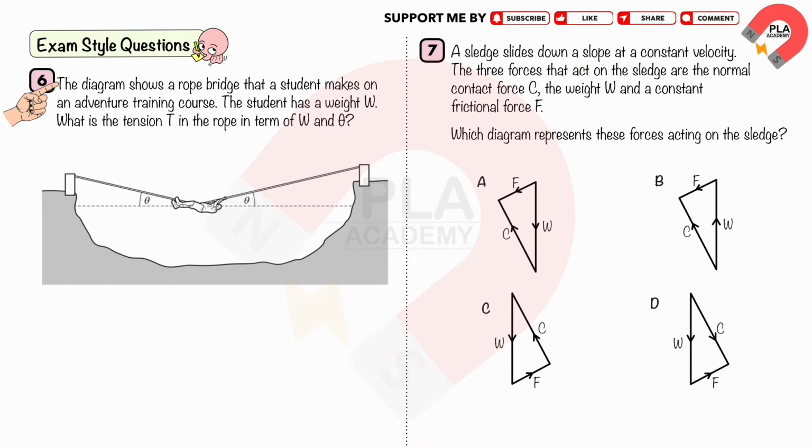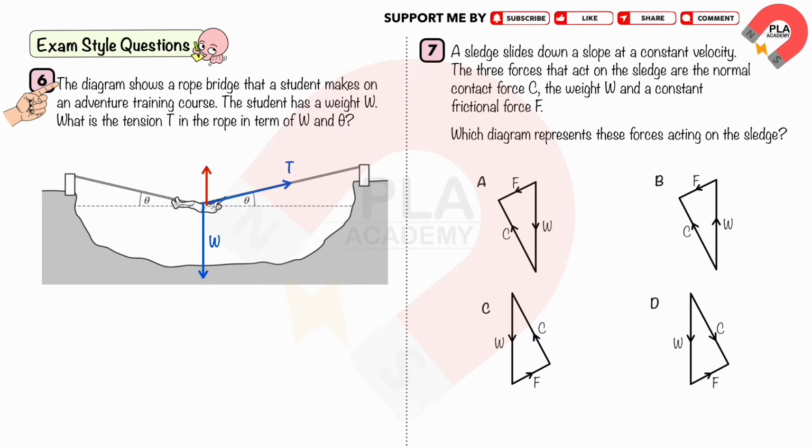Exam-style question 6. The diagram shows a rope bridge that a student makes on an adventure training course. The student has a weight W. What is the tension T in the rope in terms of W and θ? The weight W of the student acts downward. The tension T in the rope is the same on both sides because it is the same rope. The tension T on the right-hand side is drawn like this.